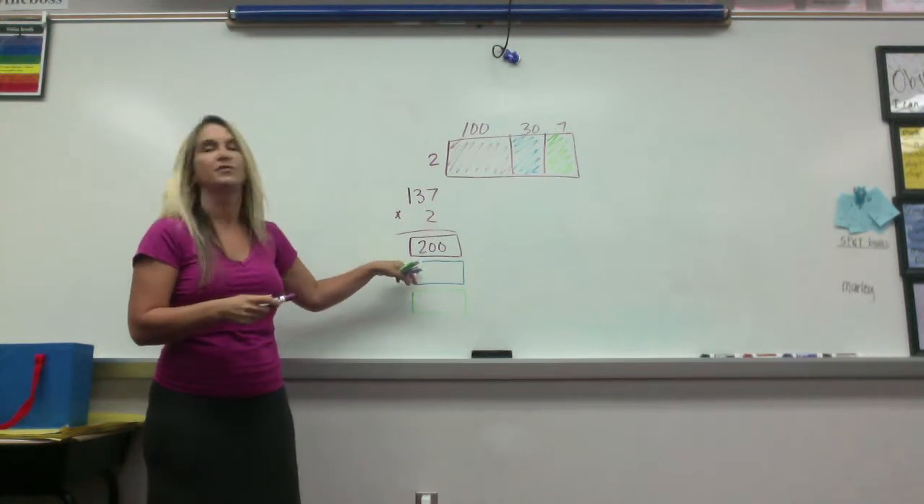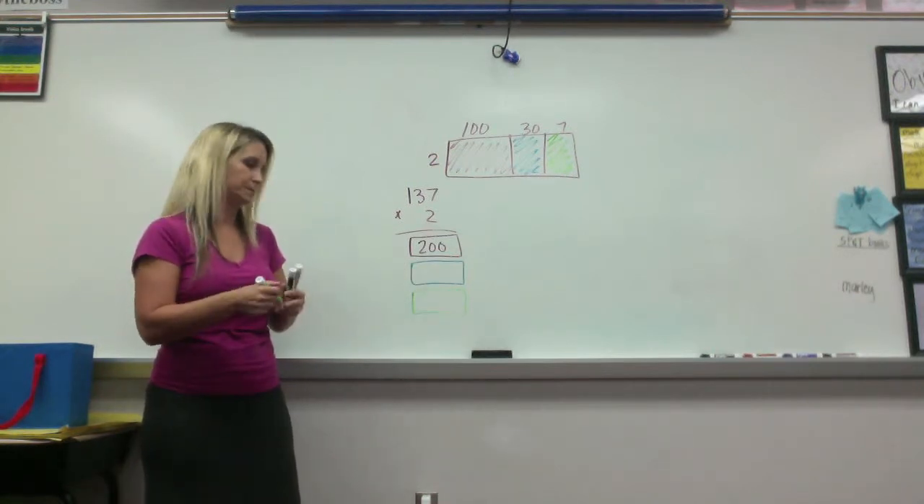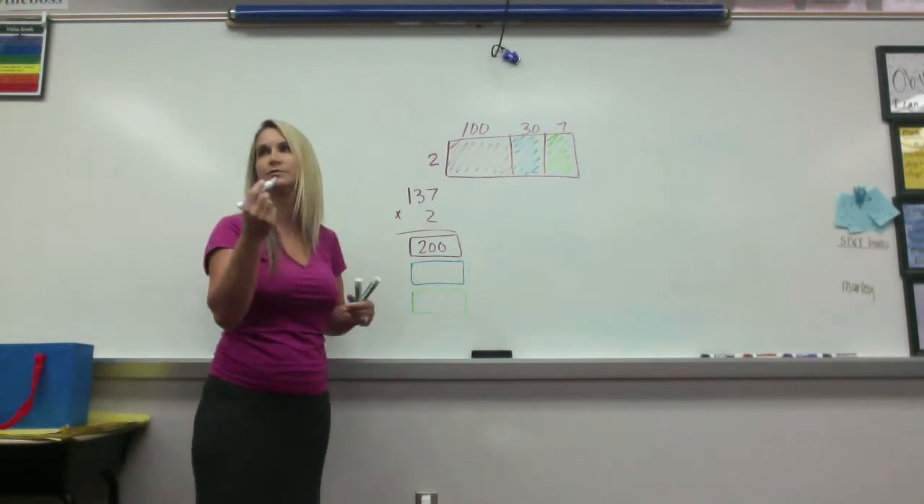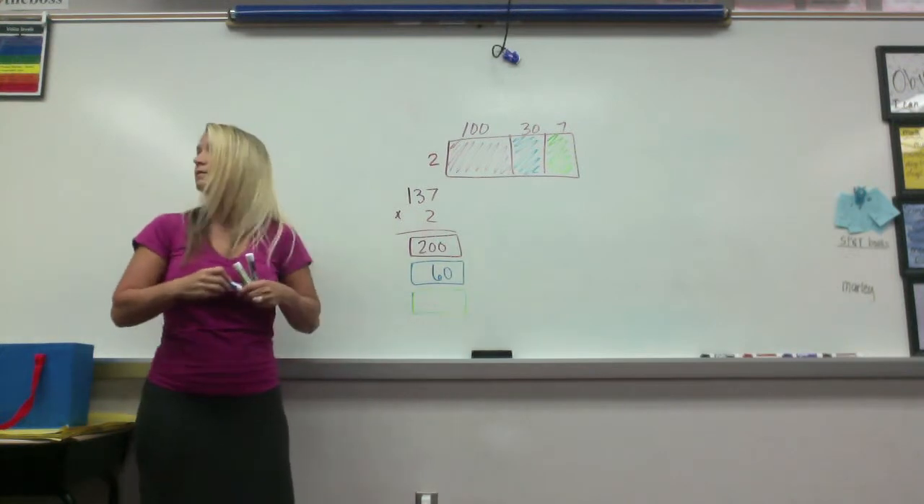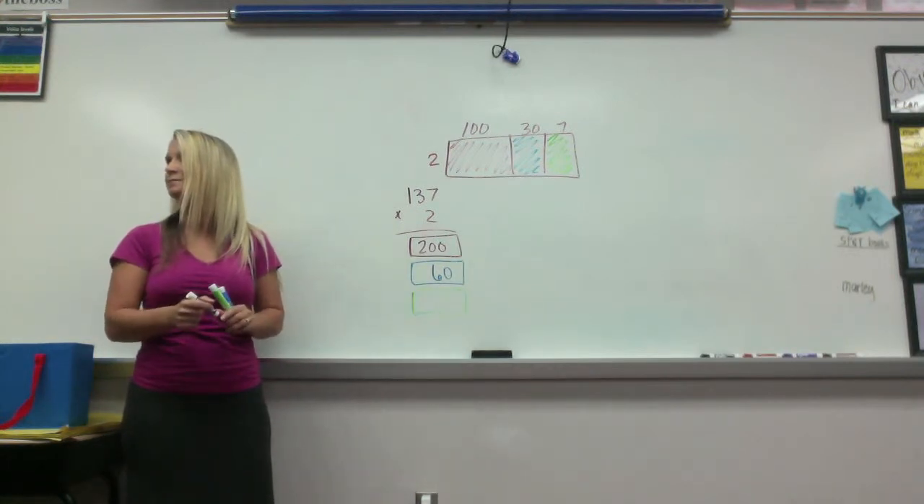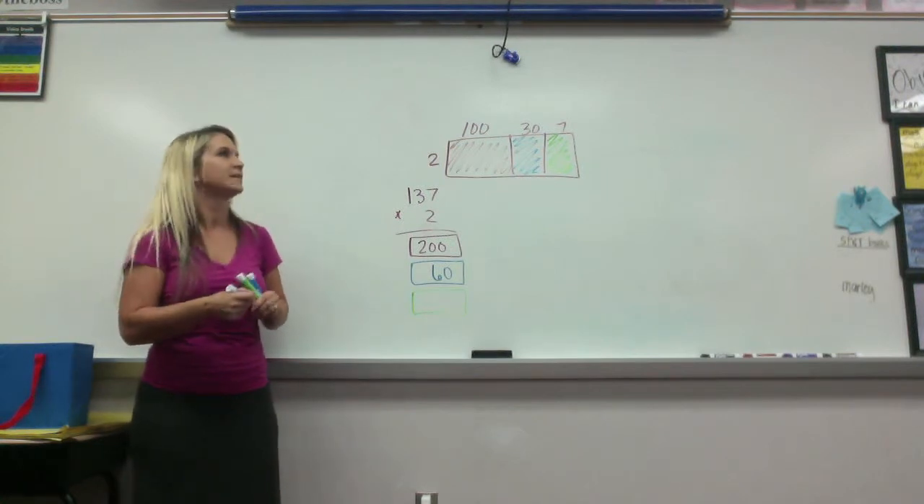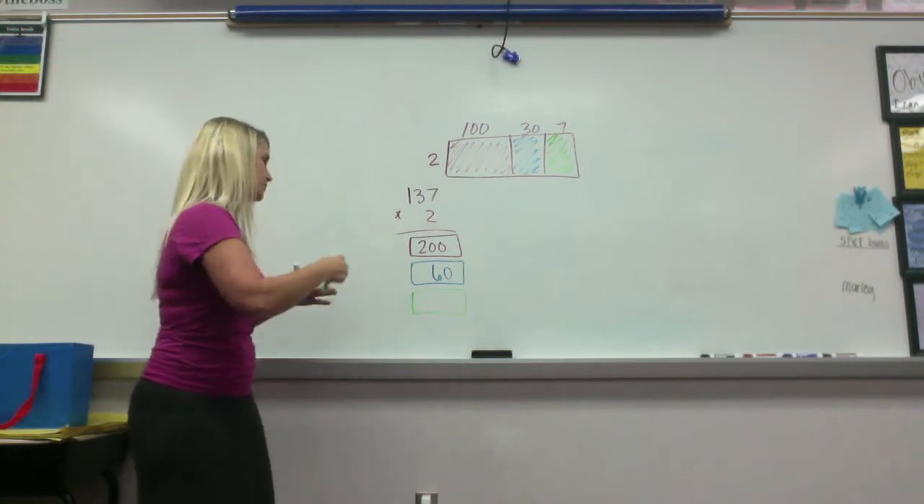What partial product do you think should go in the blue box? 2 times 30. 2 times 30, and what is 2 times 30, class? 60. Okay, Kara, which one should go in the green box? Which multiplication problem? 7 times 2 equals 14, and that goes in the green box.